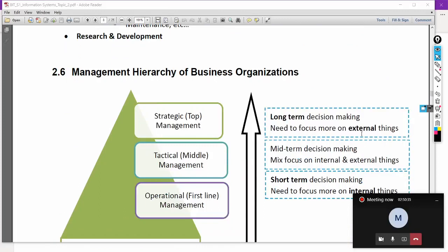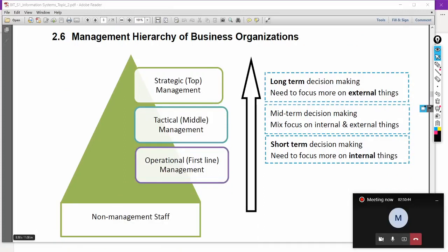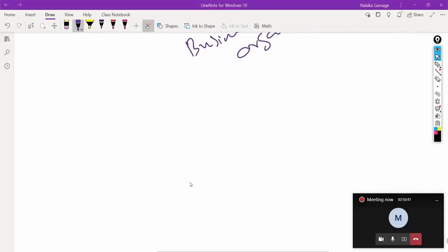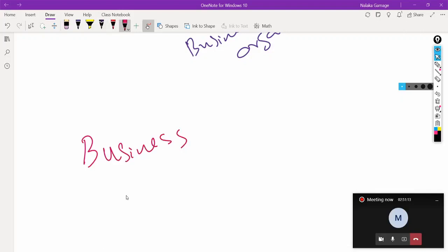Right. So, okay. Now we are going to look at another important aspect. Now, I forgot to mention, when it comes to business organizations, this is how we are going to look at the business organization from this point onwards, right? So in order to better understand a particular business organization, say Damro, say DSI, say Sampath Bank, whatever, we are going to look at these aspects, right? Business organization. Even this is applicable to any organization.